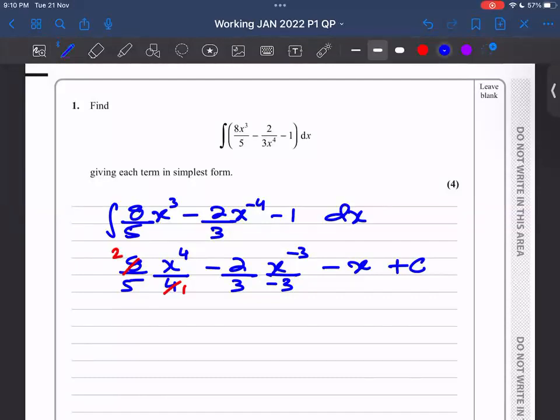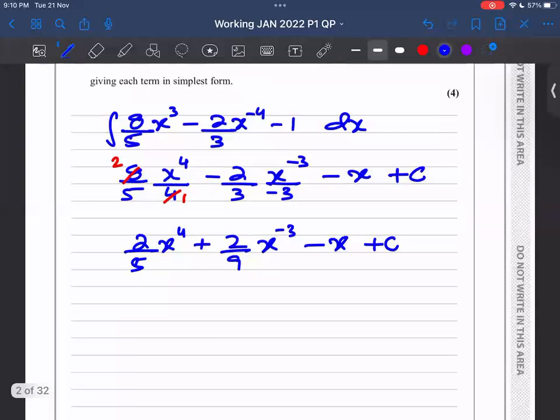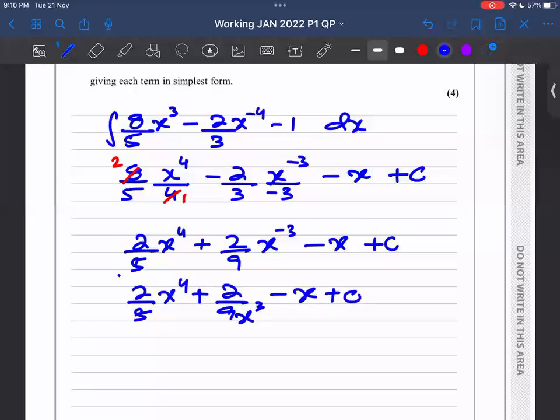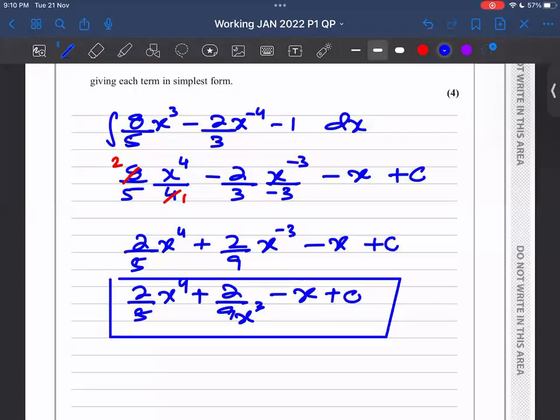So we are going to have 2 upon 5 x power 4, and this minus and this minus become positive because they are multiplying. So this is going to be 2 over 9 x power minus 3 minus x plus c. You can also give the answer in positive powers. Again, positive 3 in the denominator, minus x plus c. This is going to be our final answer.